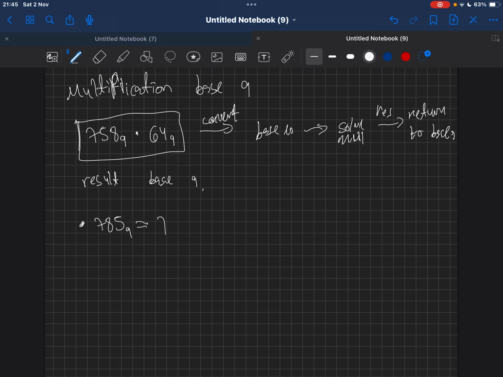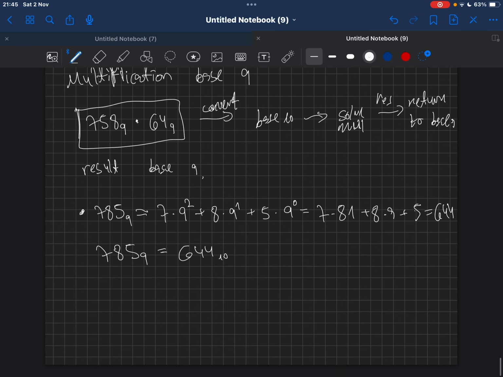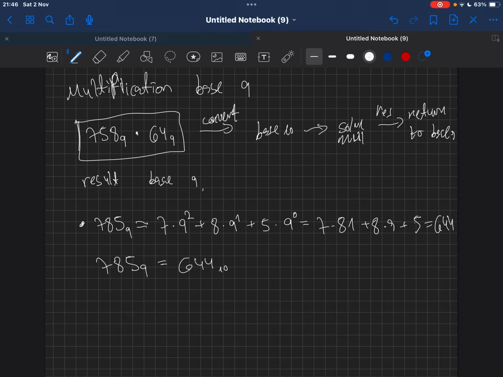Let's convert it to base 10. So here it is now in base 9. In order to convert, we'll take 7 times 9 to the power of 2, plus 8 times 9 to the power of 1, plus 5 times 9 to the power of 0, and it equals 644. So 785 in base 9 equals 644 in base 10. Now we do the same for 64.